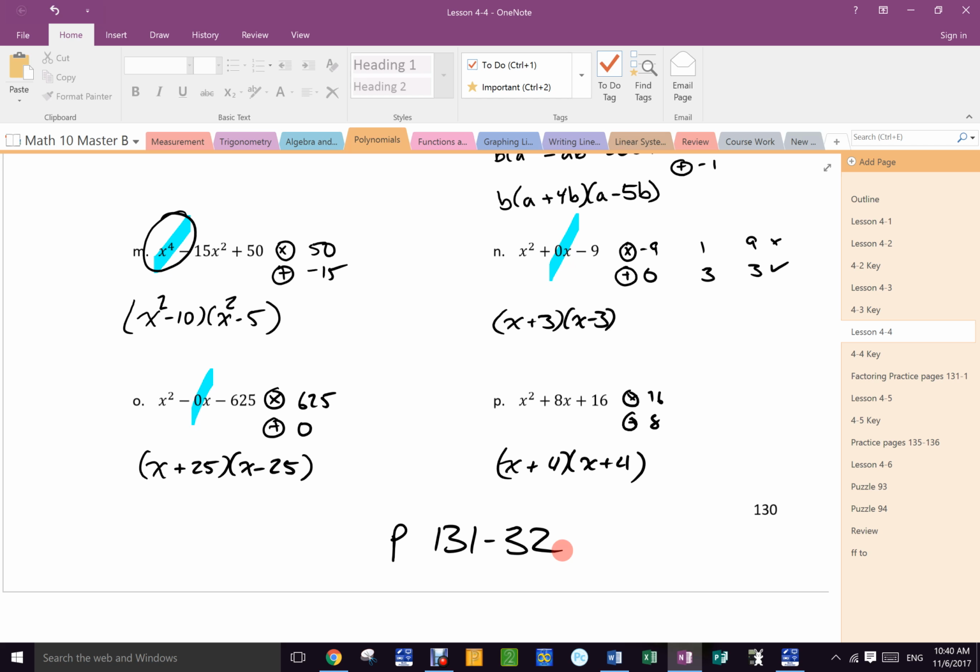And you have just a hair under 20 minutes to do this. More than enough time.